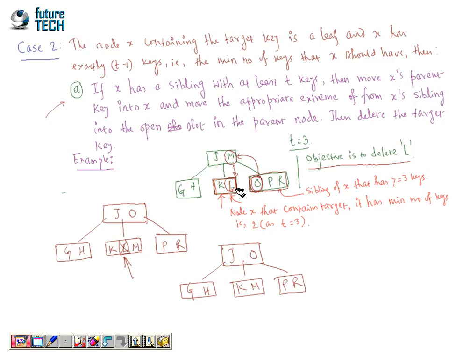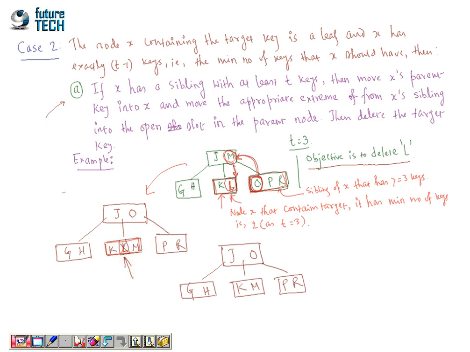The number of keys here will be less than the minimum number of keys. That's a violation, so we cannot delete L in this case. So what we did earlier, we found a sibling of the target node X which contains greater than or equal to T keys. That means here it is 3 keys. This sibling contains 3 keys. So we moved the extreme key of the sibling to the parent and the appropriate extreme of the parent to the target node X. After doing that we have deleted L successfully.